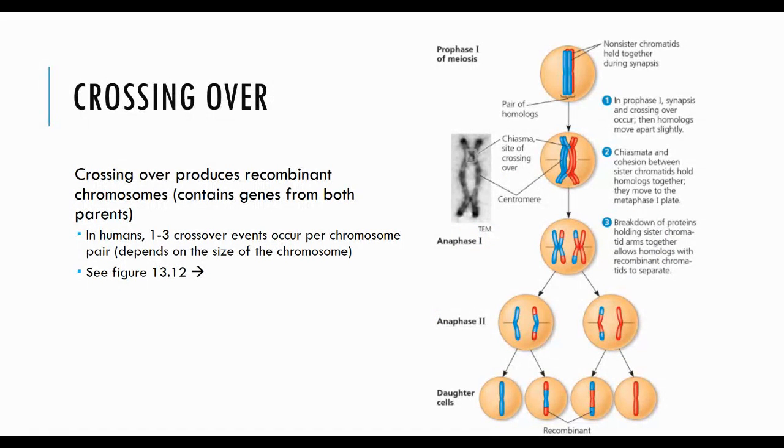Crossing over also leads to genetic variation because it produces recombinant chromosomes, meaning they have genes from both parents. Humans have about 1 to 3 crossover events per chromosome, depending on the size. Even if that's 2, that's quite a few crossing over events, and we've already been through that process. But there's a maybe easier diagram for you to see in Figure 13.2.